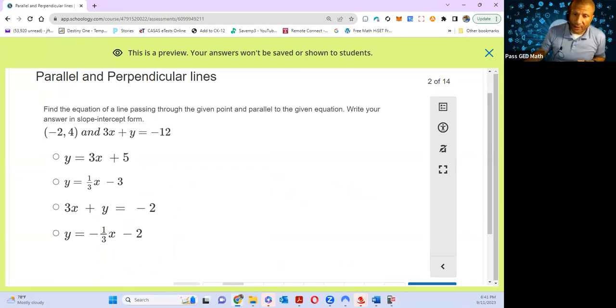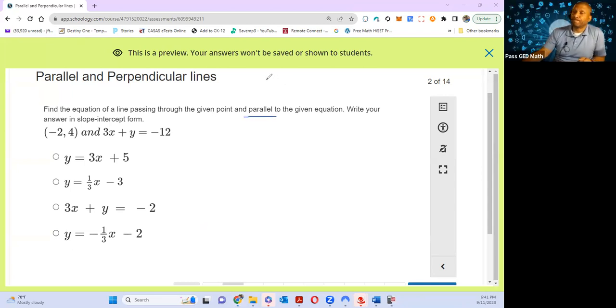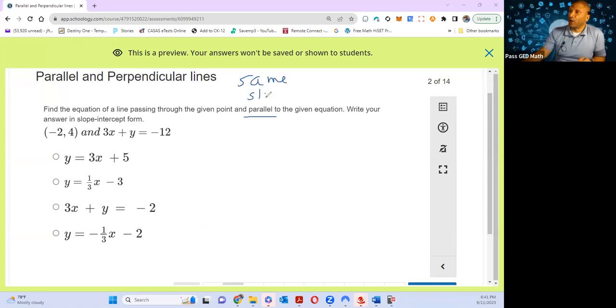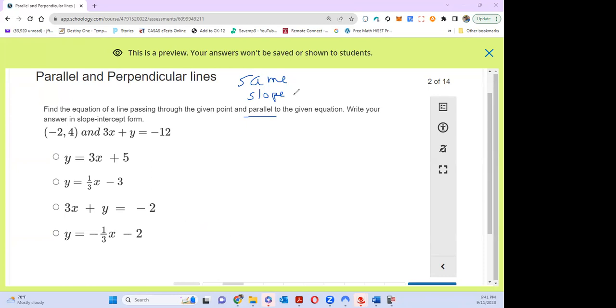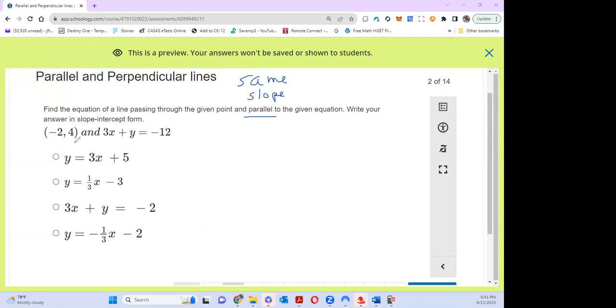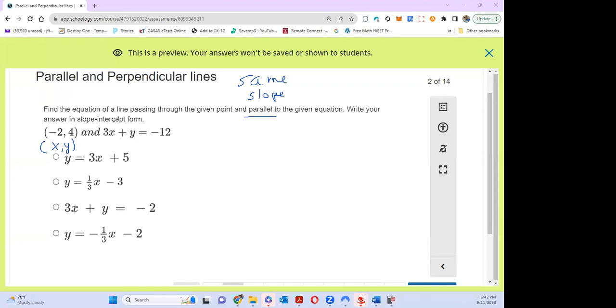Okay, so we want parallel. Identify your givens. What do we know about parallel lines? They have the same slope. They're not the same line. Two lines that will never cross. But what's important for the GED is that you understand that parallel lines have the same slope. They gave us a point, x comma y. Everybody understand that? They gave us an equation.